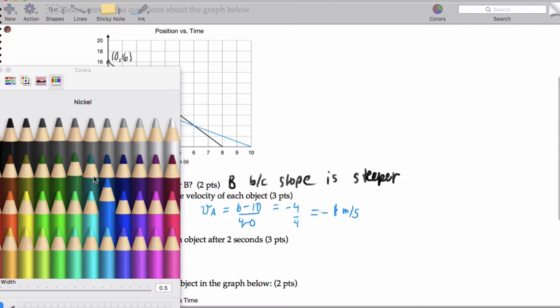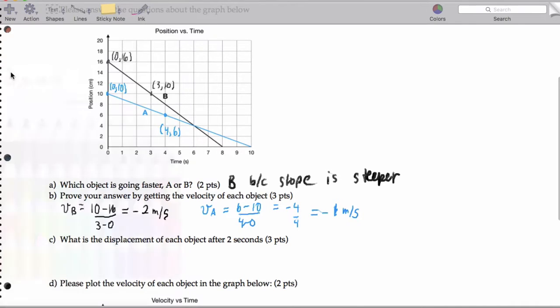All right, similarly, they ask us for the displacement of each object after 2 seconds. And what a lot of people were doing, I'll show you. I'm going to do this actually in a different color. So at 2 seconds, I see that the coordinate is 2, 12 for object B, and what that means is that at 2 seconds, it's at the 12 centimeter mark. For object A, at the 2 second mark on the watch, it's at the 8 centimeter mark on the ruler.